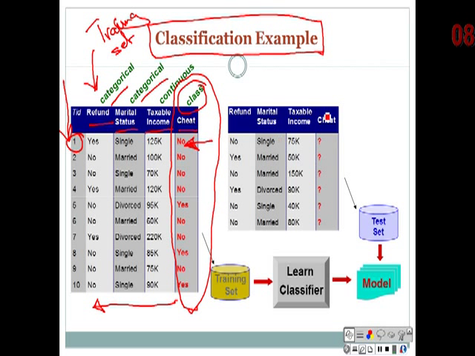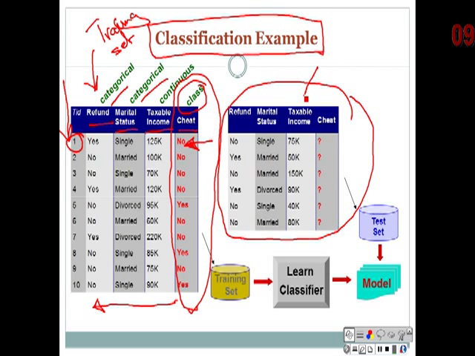Now a new data set comes afterward, where we really don't know whether the person cheated or not in filling out his taxes, whereas in the training data we know. This is a test set, and we want to find the class. We want to find the attribute of this class.